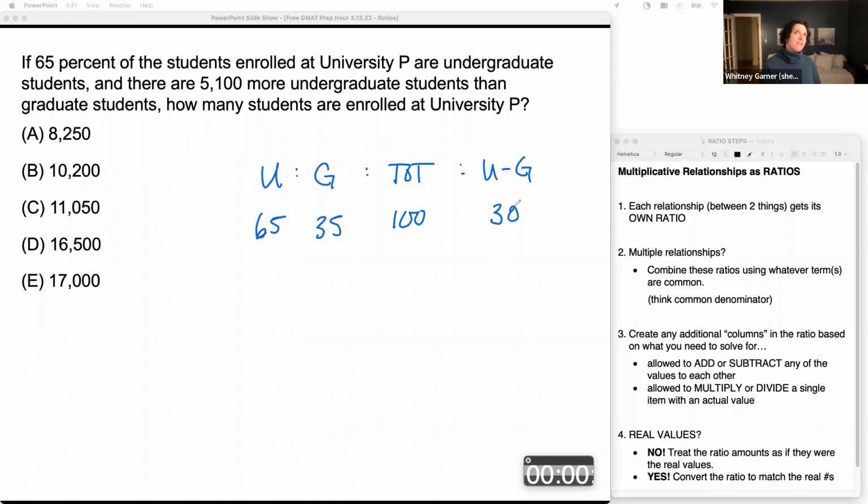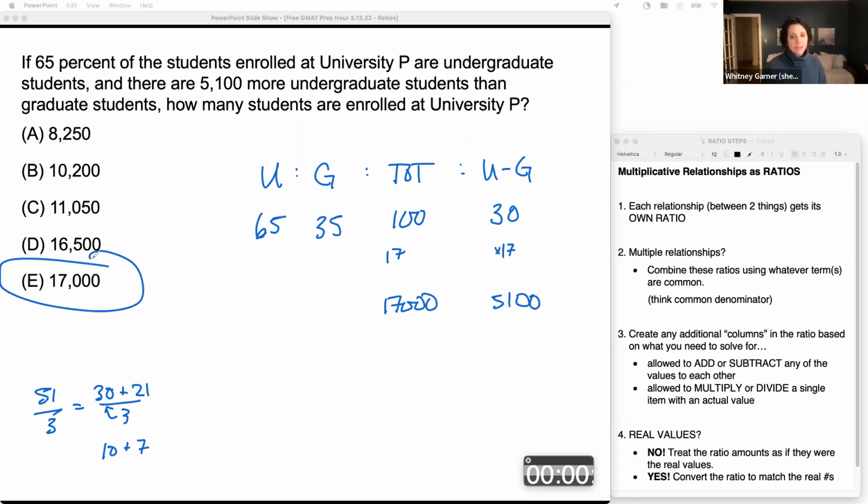So 3 goes into 51 17 times. And if you're not sure, a shortcut here is 51 over 3 is the same as 30 plus 21 over 3. And I can distribute. 3 goes into 30 10 times. It goes into 21 7 times. So if I multiply this by 17, I get to 510. And so this gets to 1,700. But I need to get to 5,000. So I add one more 0. And that gets me to my correct answer, B.